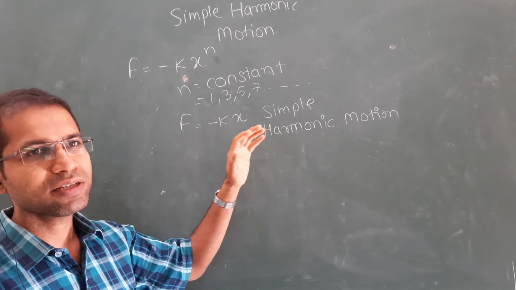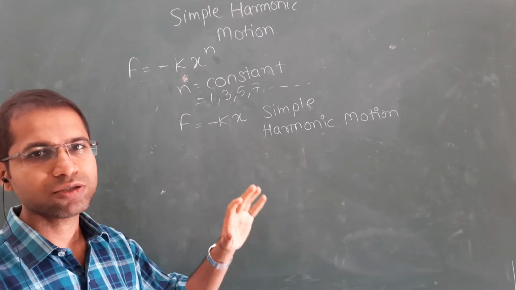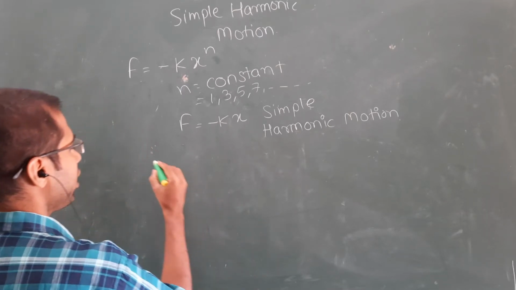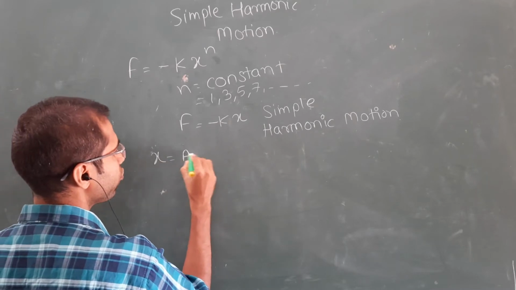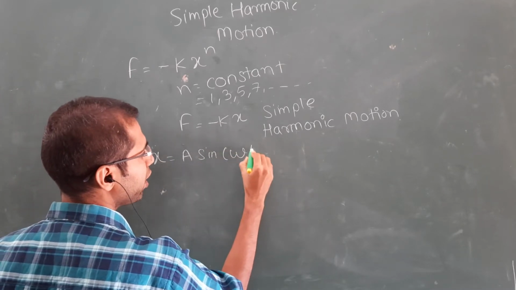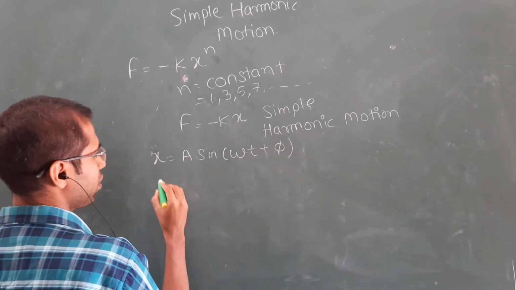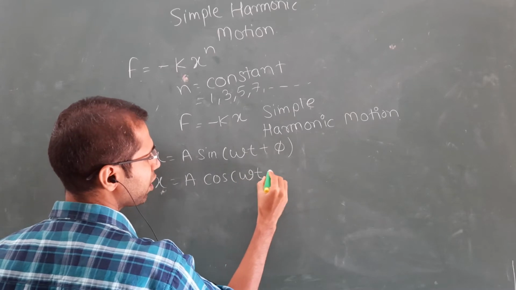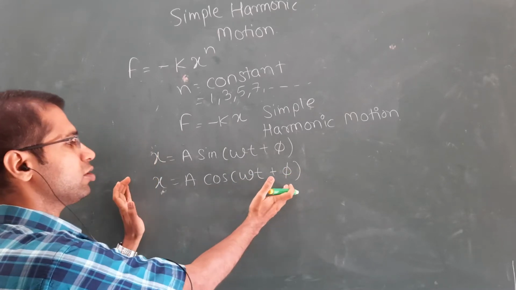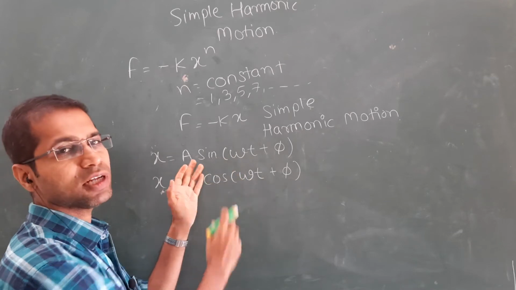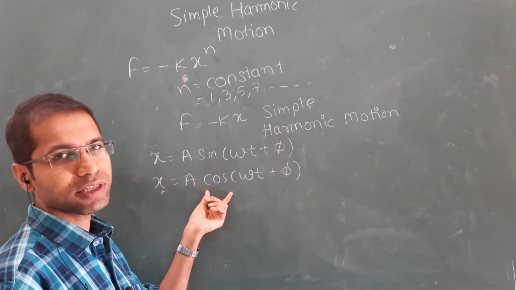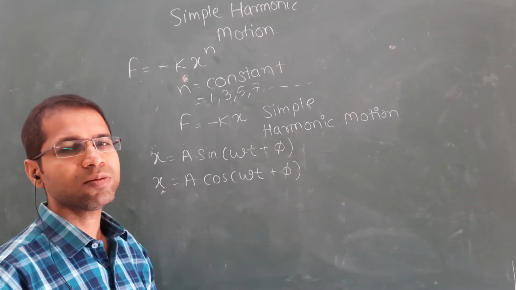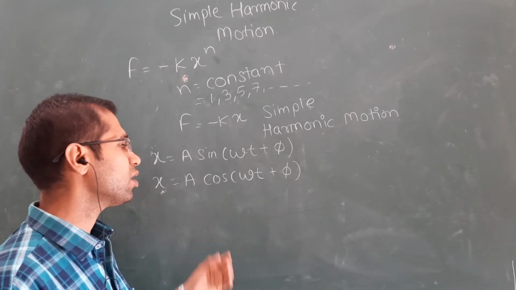Mathematically, the derivation of this is not in our syllabus. Directly we need to remember some equations, like first x is equal to A sine(omega t plus phi), or x is equal to A cos(omega t plus phi). One is expressed in terms of sine, the other in terms of cos. We already know in mathematics that sine can be expressed in terms of cos, or cos in terms of sine.